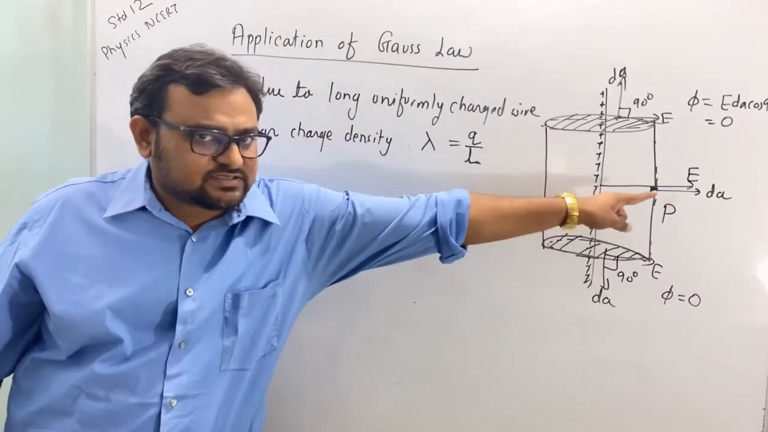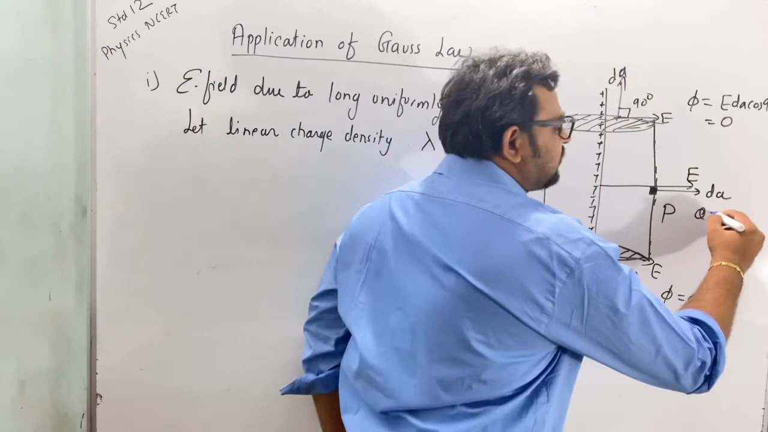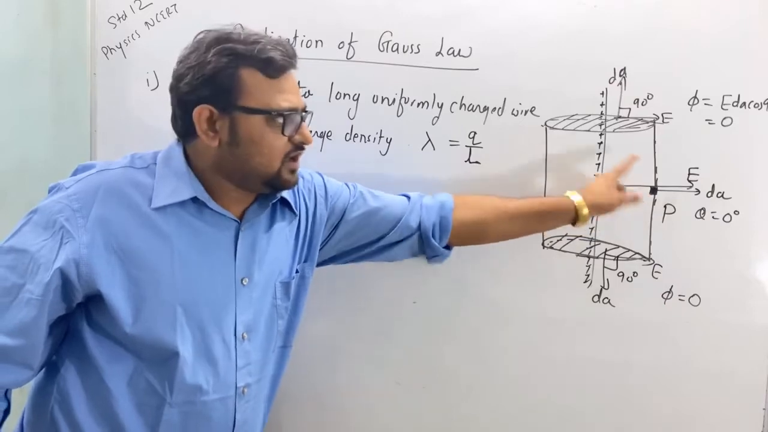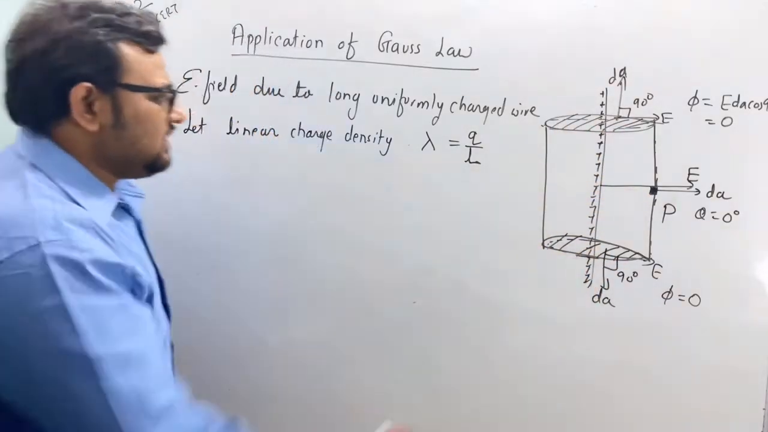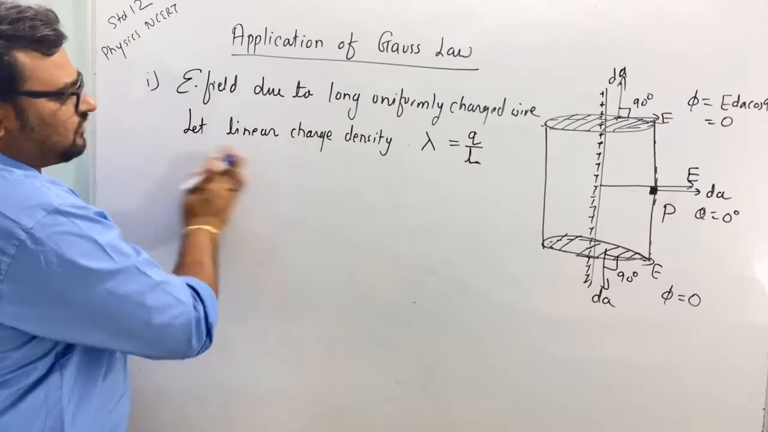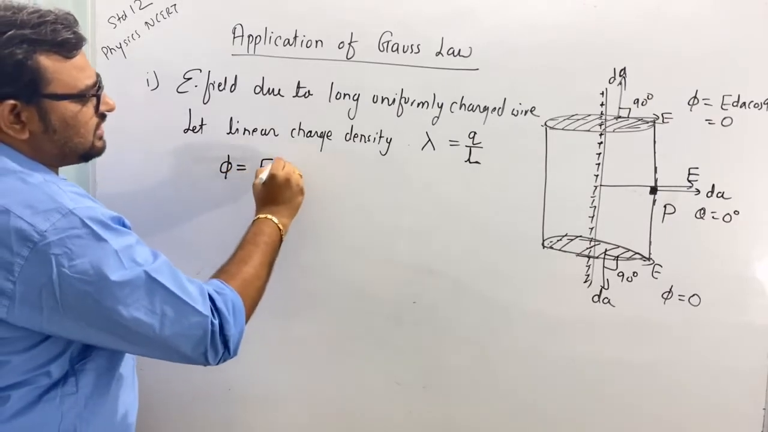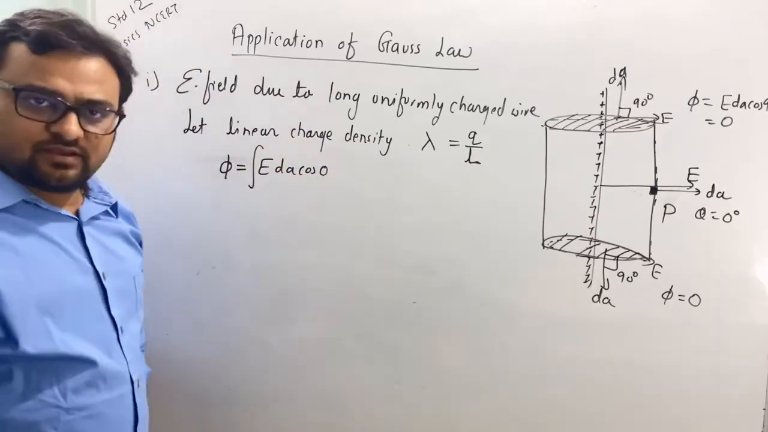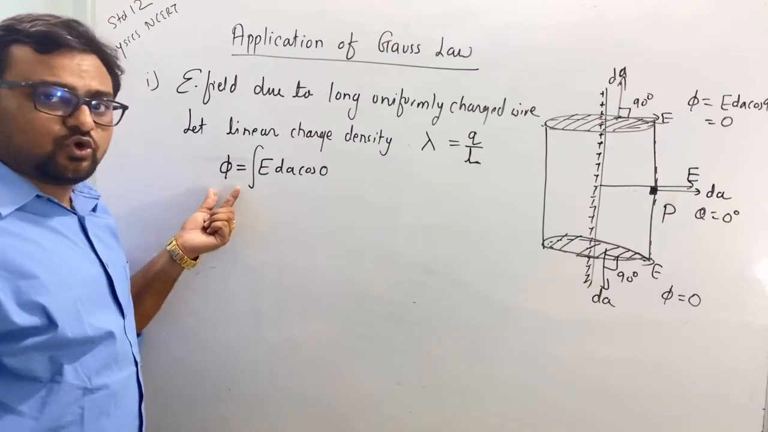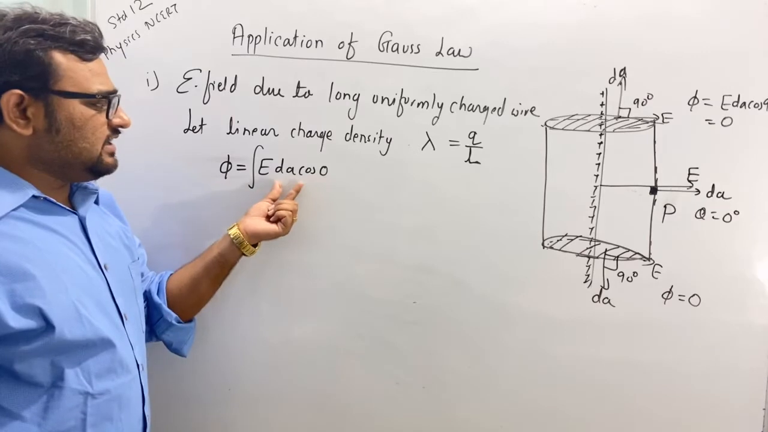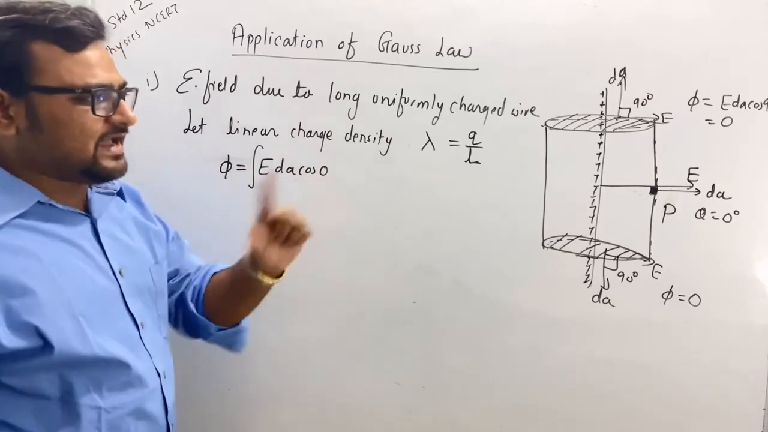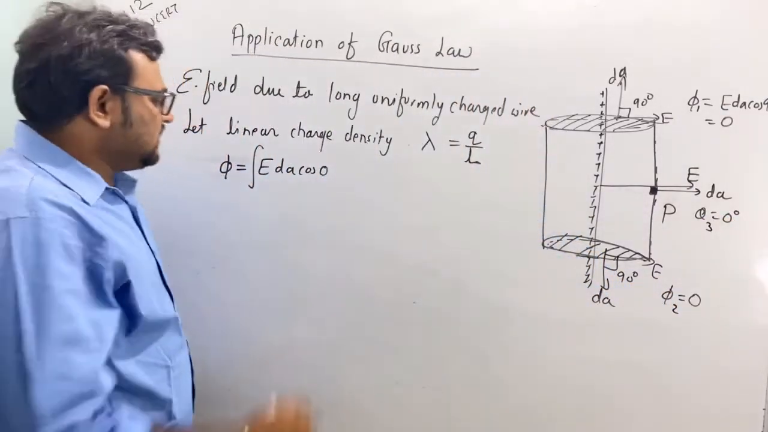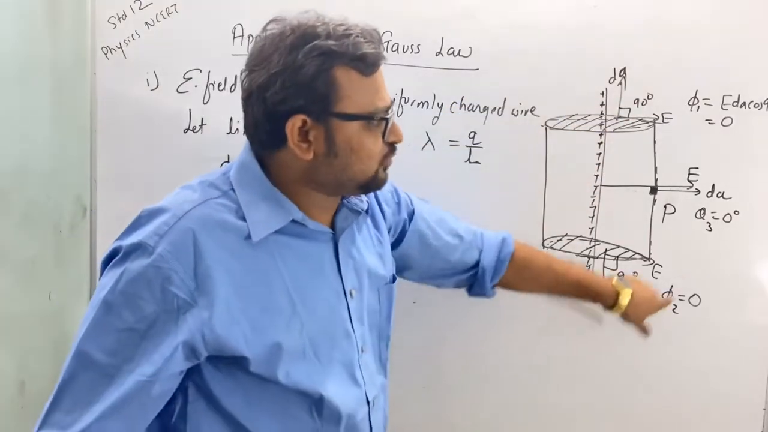But in this case, the angle theta is equal to 0 degrees. So the flux over this cylinder will be equal to the integration of E dA cos 0, right? I am taking the total flux, E dA cos 0. I can write it as phi 1 plus phi 2 plus phi 3. So the total flux will be equal to phi 1 plus phi 2 plus phi 3.